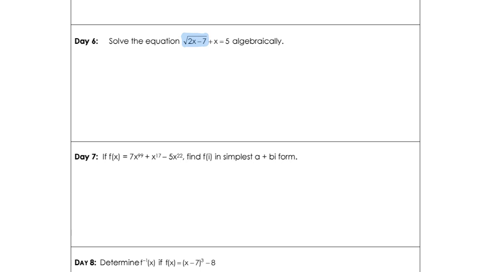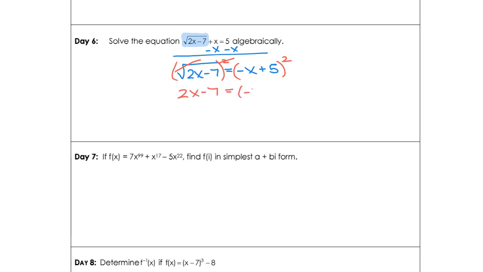In order to do that, we're going to have to subtract this x. And we end up with the square root of 2x minus 7 equal to negative x plus 5, or 5 minus x, doesn't matter. I always like to write my x first. Now that this is isolated, we can square both sides so that the square will cancel with the square root, leaving you with 2x minus 7.